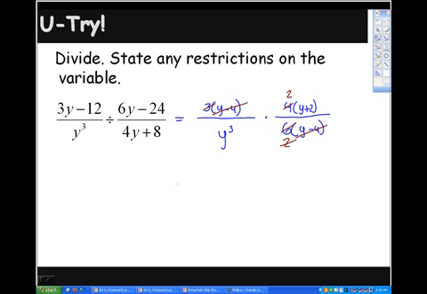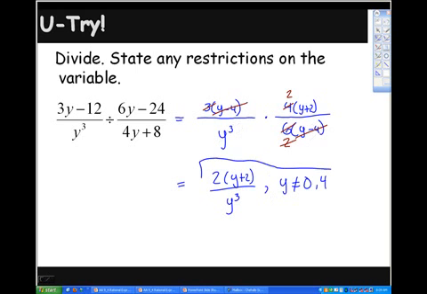So let's see what's left. I have a 2 times y plus 2 in the numerator, and I have a y cubed in the denominator. Restrictions? Well, y could never be 0. That would cause a problem here. Or 4. That would cause a problem here. So here's our final answer. How'd you do?